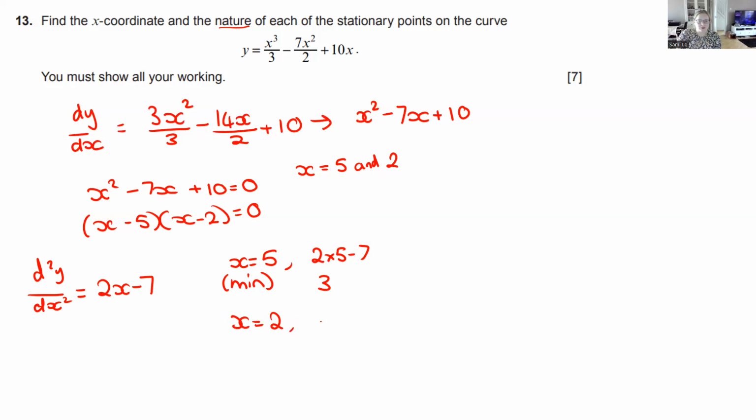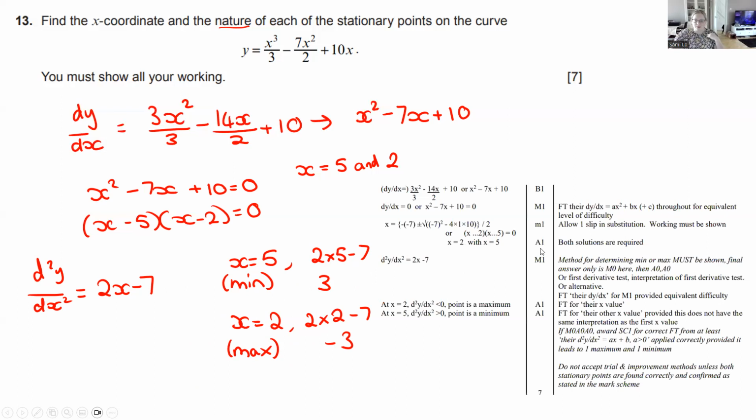X equals 2. We're doing 2 times 2, take away 7, and that's going to give us minus 4. Minus 3, can't count. There we go. And that is going to give us a max. Ta-da! Okay, this question is now finished because I found the 2 stationary points and I'm done.